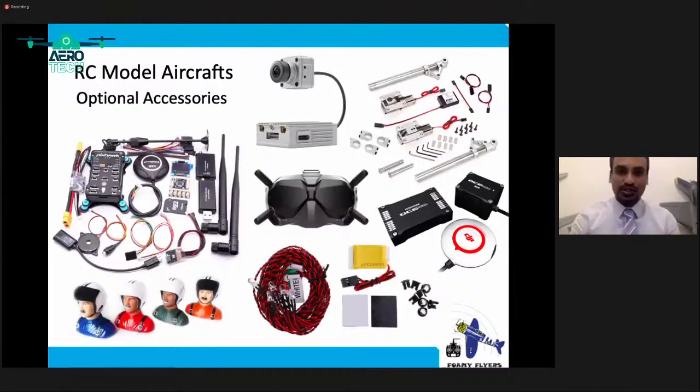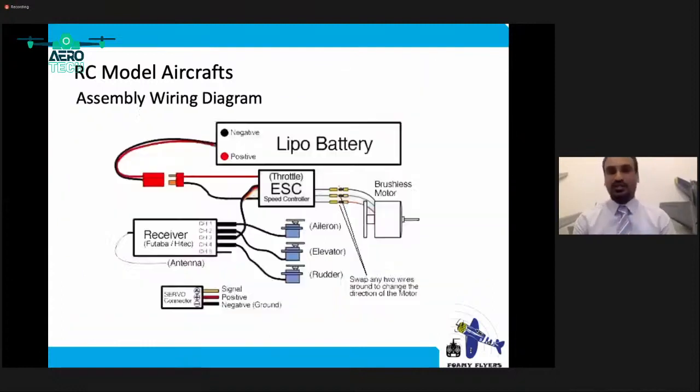Let me go to the last slide of today's session on the aircraft assembly. So we talked about all of these things and how this is connected. This is how a motor is connected, and a LiPo battery is connected, ESC is connected, receiver is connected, and everything is here on this particular picture. So now you know how an aircraft would work, how to wire it up, how the motors should be there.